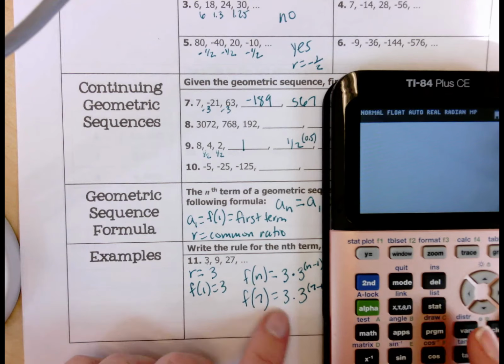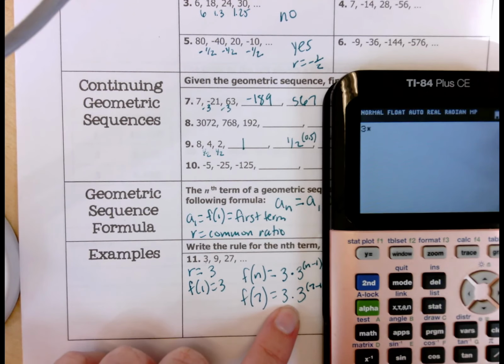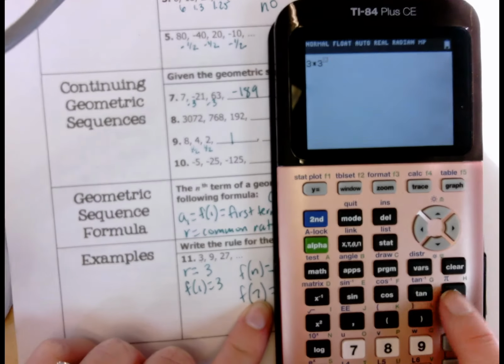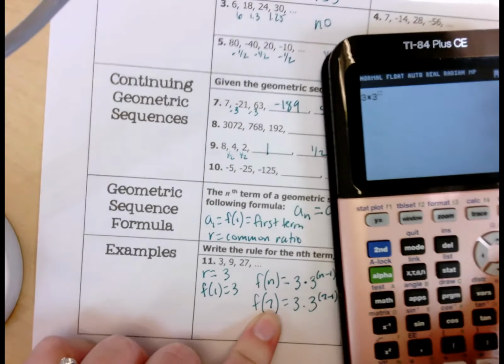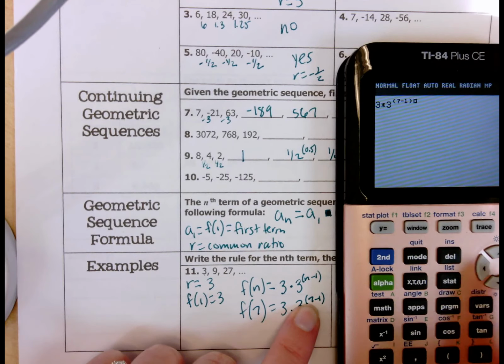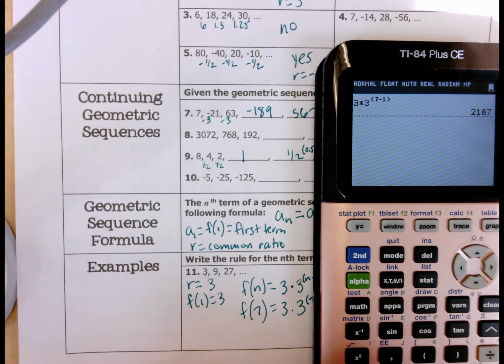We are going to do 3 multiplied by 3 raised. Remember, that raised button is right here below the clear button, to the, in parentheses, 7 minus 1, close parentheses. Then I hit the right arrow to bring that back down, press enter, and I find that f of 7 is equal to 2,187.